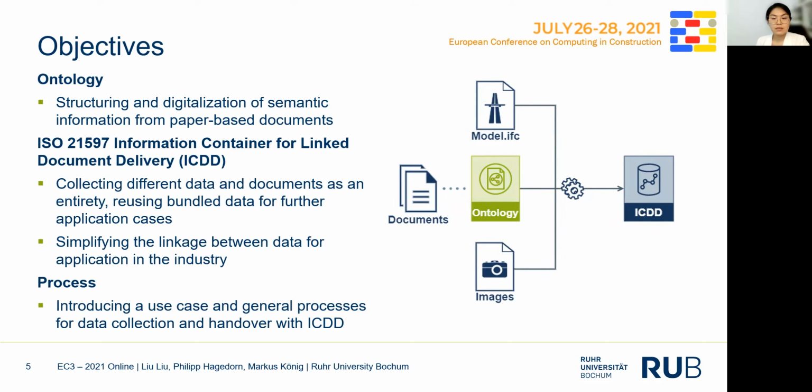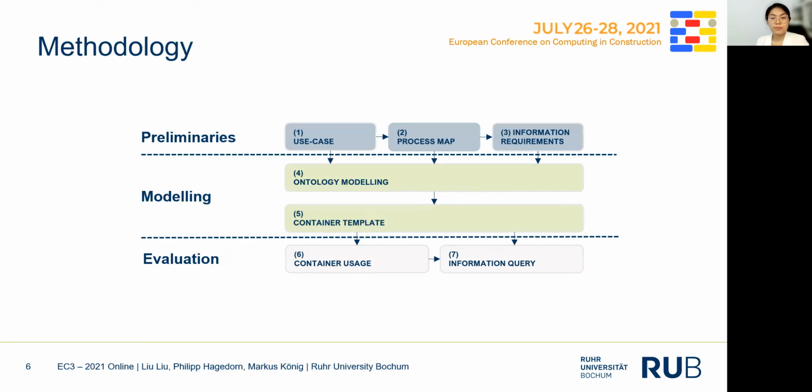For further cases, we are going to introduce a use case with general process for data collection with the information container. Here in the methodology, you can see the general process as mentioned before. There are 7 steps which can be divided into 3 major points.